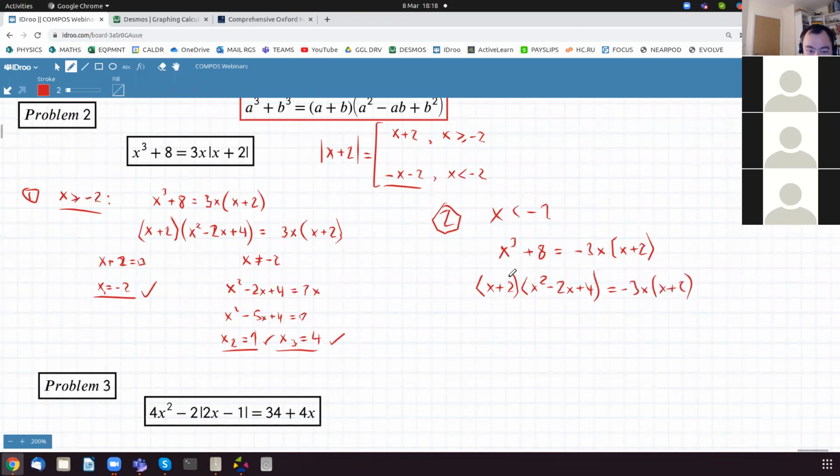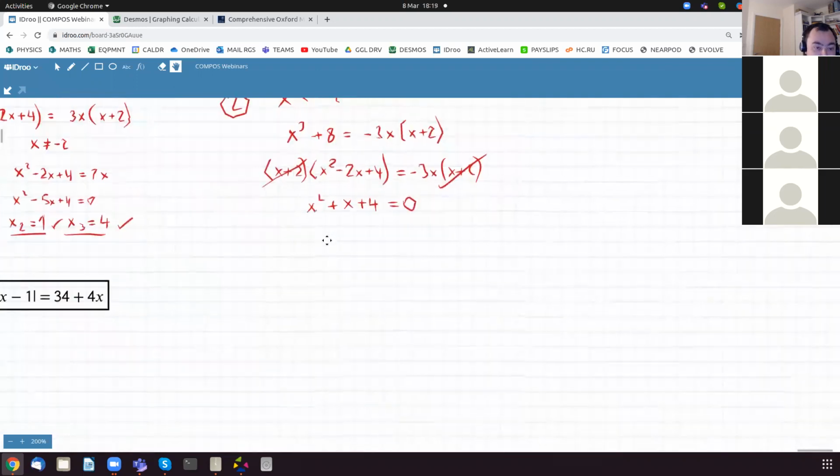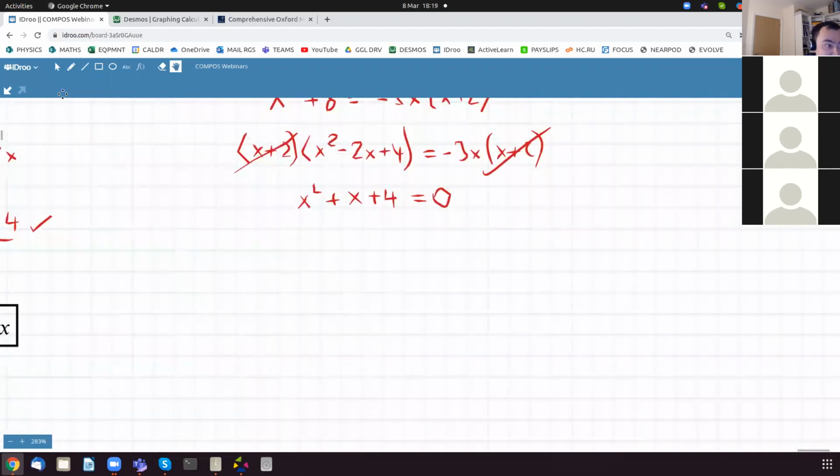And now because x cannot be equal to minus 2, this thing is not 0, so we are allowed to divide. So we get x squared plus x plus 4 equals 0. And obviously this doesn't have solutions because the discriminant is negative, but I'm going to use a clever way of proving that this equation has no solutions.